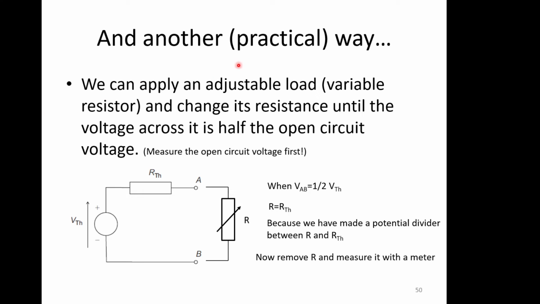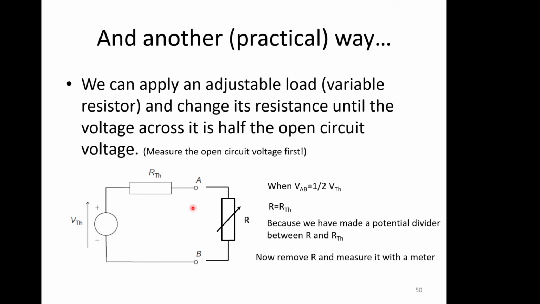So this is the practical way of doing it. We can apply an adjustable load, a variable resistor, and change its resistance until the voltage across it is half the open circuit voltage. This is what we do in some of the labs after Easter. So here's our circuit where we don't know what the values are. We don't know what the value of this resistance is.